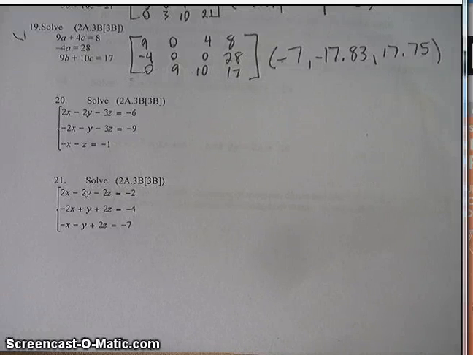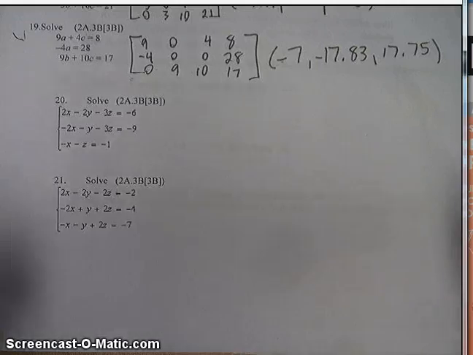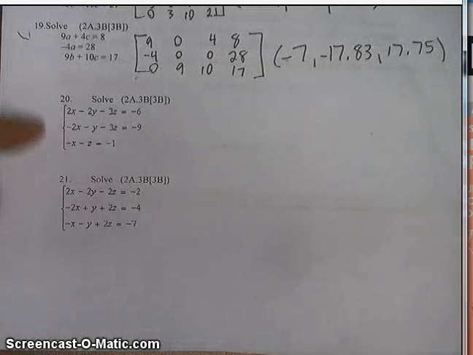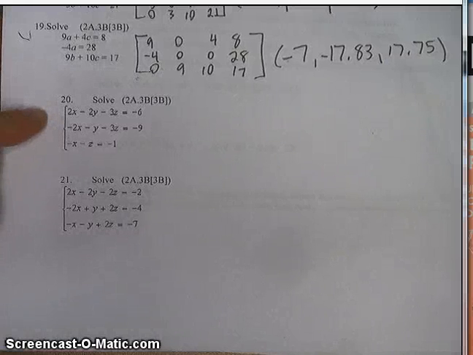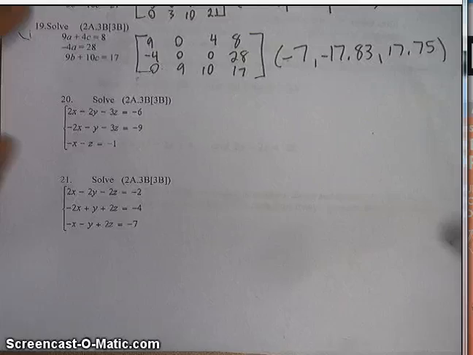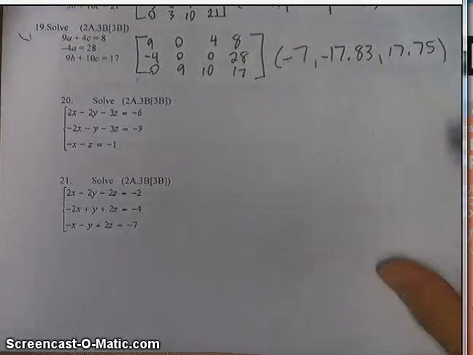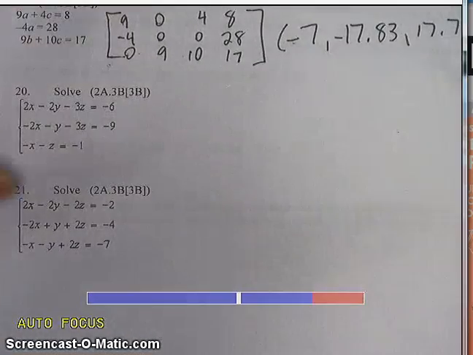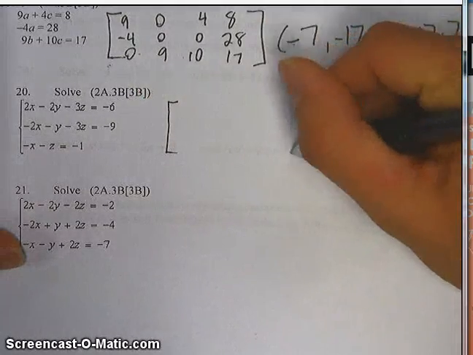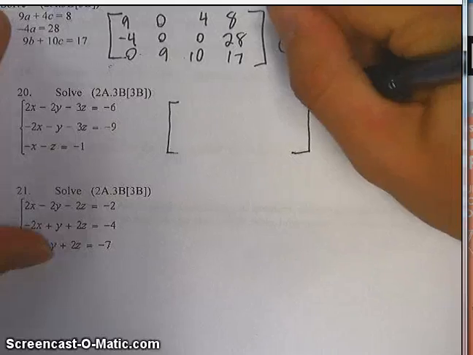Hey again, it's Mr. Alexander, and I'm continuing on with this Unit 2 test review, currently on question number 20, which says, solve this system right here: 2x minus 2y minus 3z equals negative 6, negative 2x minus y minus 3z equals negative 9, and negative x minus z equals negative 1. All three of these are already in standard form, which is an indication to me that we need to put it into a matrix and use the calculator to solve this thing.